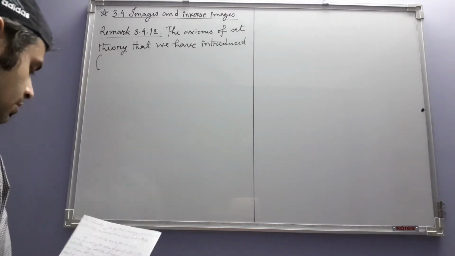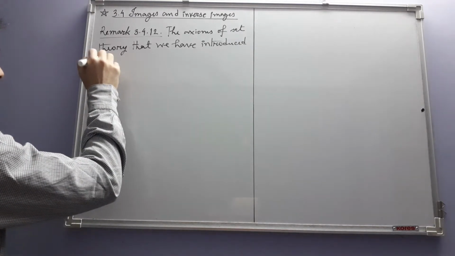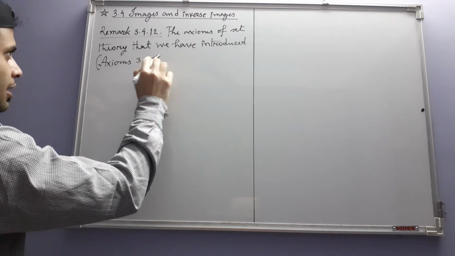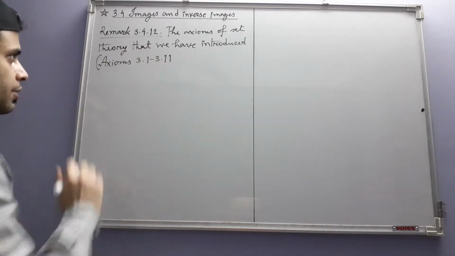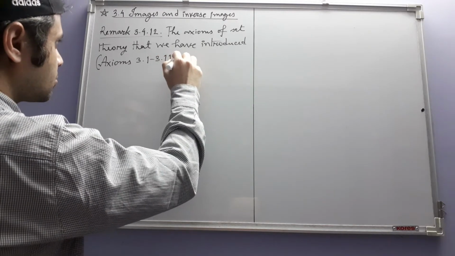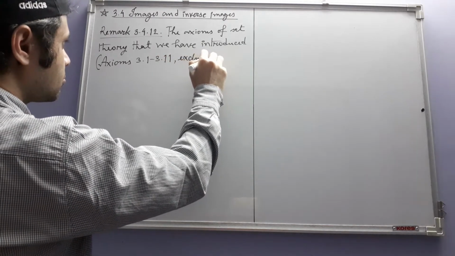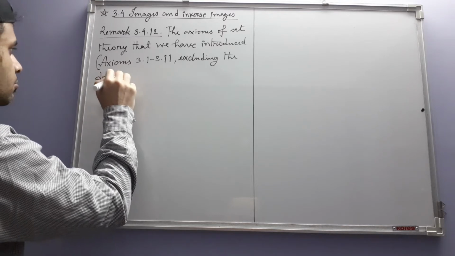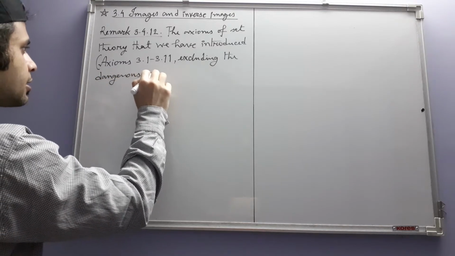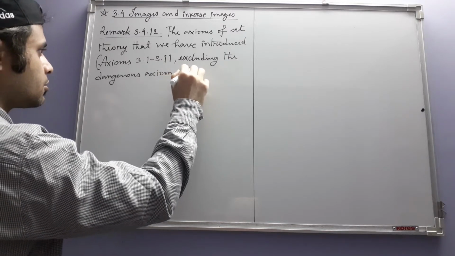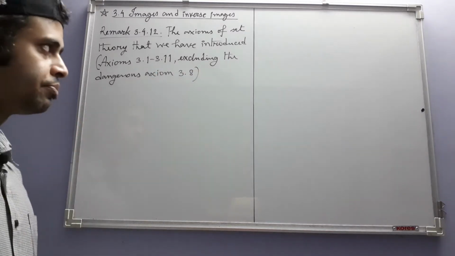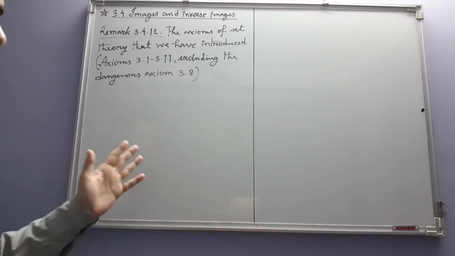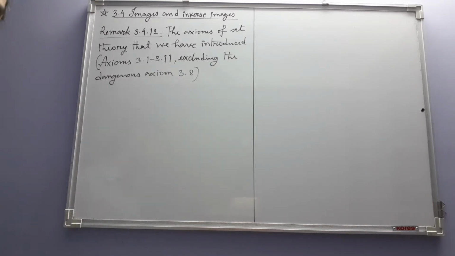That is, these axioms we have already seen from the first axiom through the 11th axiom, excluding the dangerous axiom 3.8, which we know is the axiom of universal specification, which leads to Russell's paradox. So this is not acceptable.